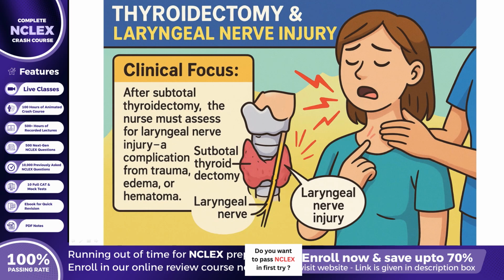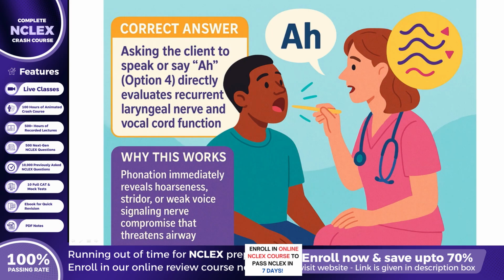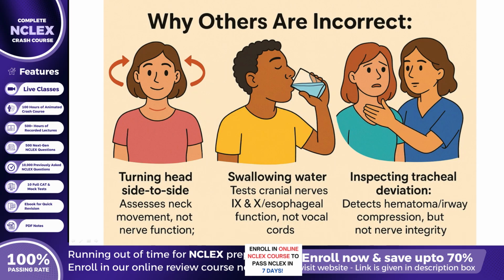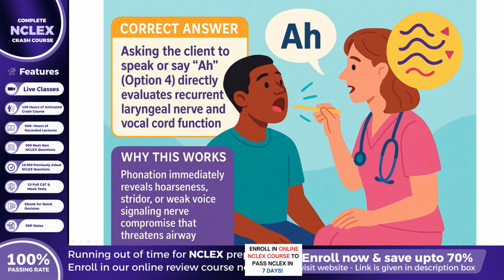Now, here is the expanded rationale. The recurrent laryngeal nerve runs directly adjacent to the thyroid gland and is at significant risk of being stretched, bruised, or severed during surgery. This nerve controls the vocal cords, which are essential for speaking and protecting the airway. If the nerve is injured, the client may present with hoarseness, stridor, or in severe cases of bilateral damage, airway obstruction that can quickly become life-threatening.